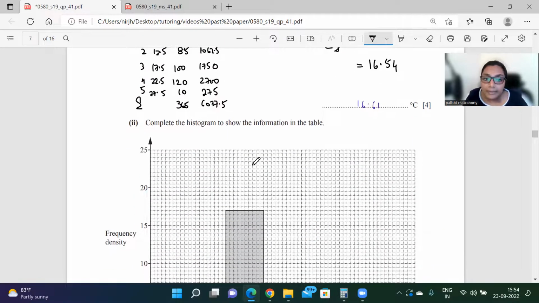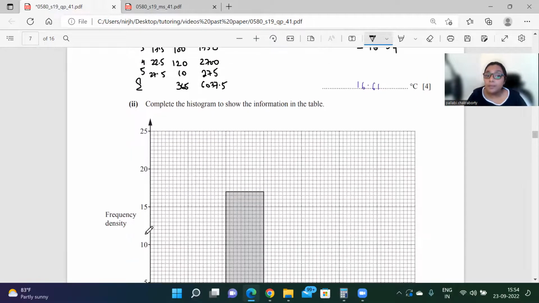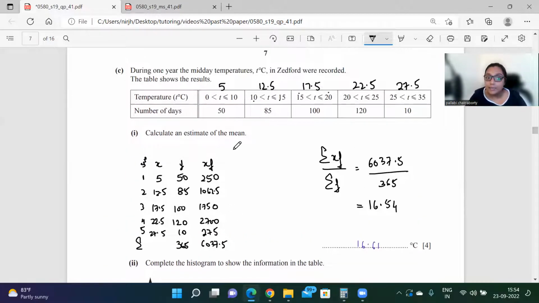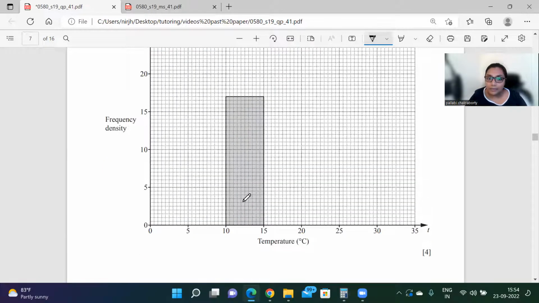Now we have to complete the histogram to show the information in the table. Remember, frequency density is given over here. So you need to know how to calculate the frequency density. That is very important. So let's check out how it has been calculated. Suppose you do not remember the formula. Then what will you do?